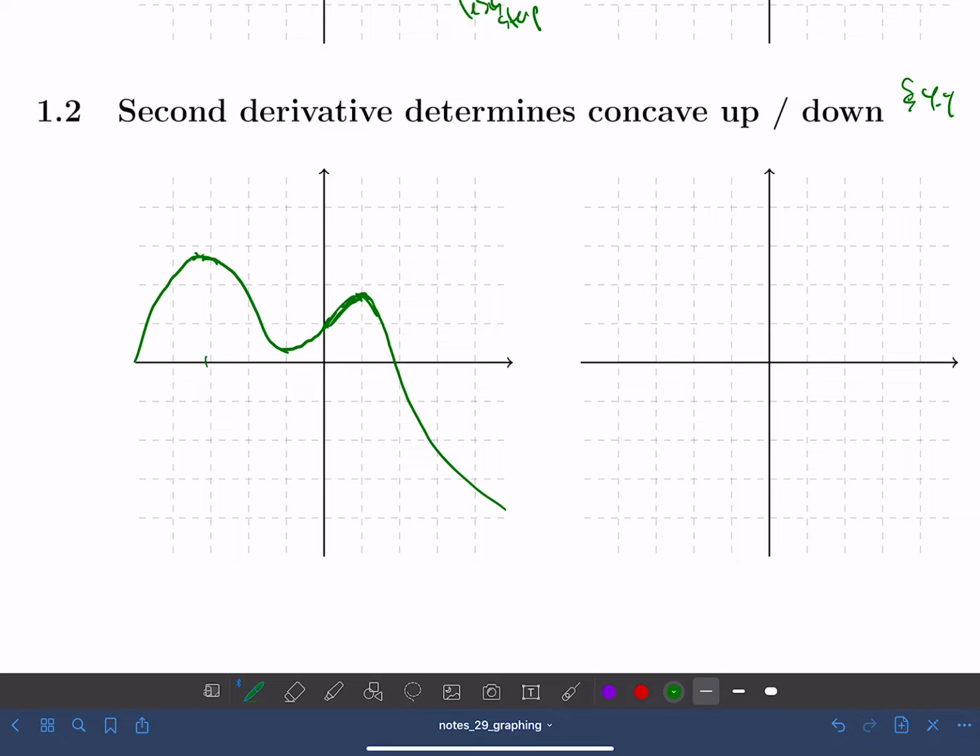And let's not label the same things. We're going to label different things. I'm going to label the concavity, concave up, concave down. So what I'm going to do is draw my concavity arrows. Are you starting to like concavity arrows yet? I love concavity arrows. Let's put in the inflection points. Let's call those P1, P2, and P3.